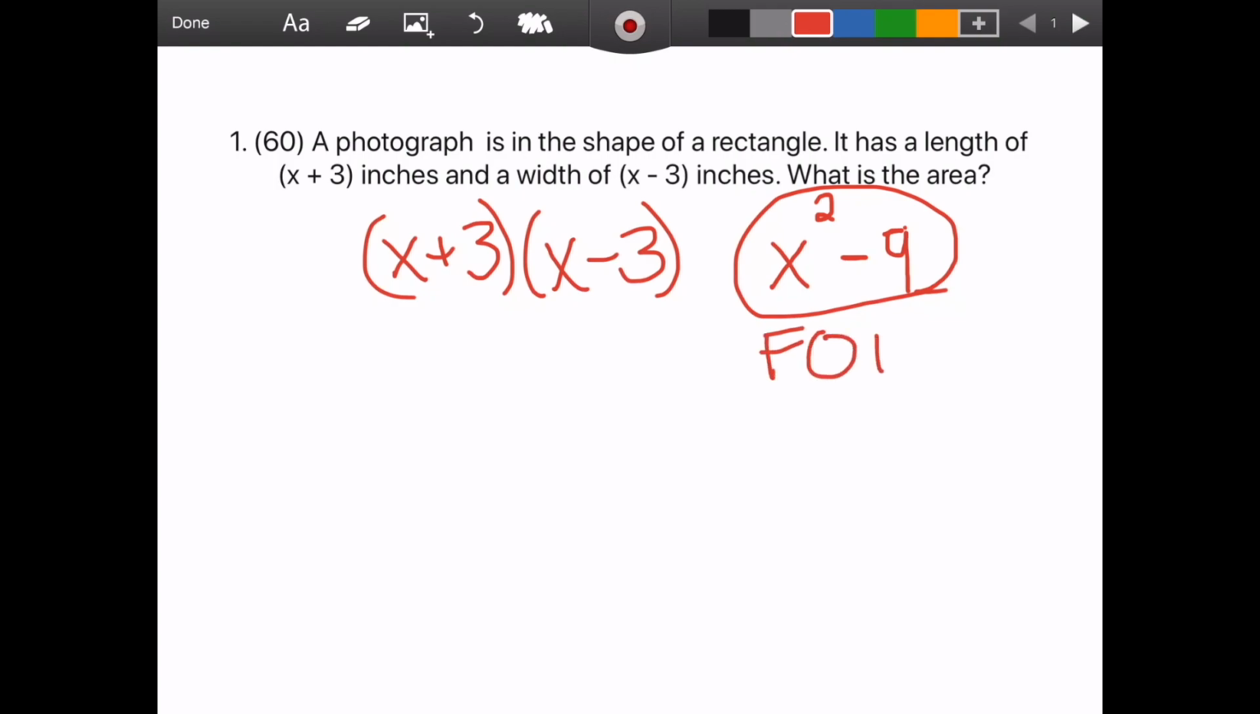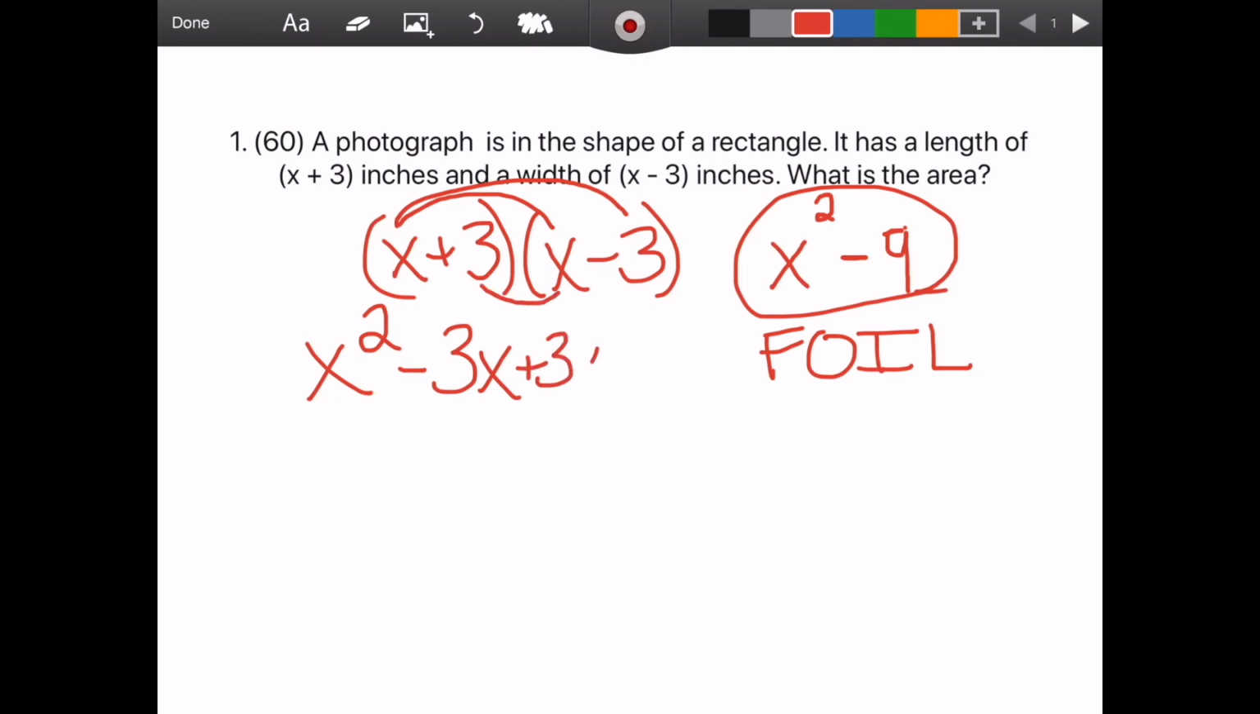So remember, FOIL is first, outside, inside, last. So first is x times x, which is x squared. Outside is x times negative 3, so that's negative 3x. Inside is 3 times x, so that's 3x. And then last are your two last numbers, so 3 times negative 3, which is negative 9.